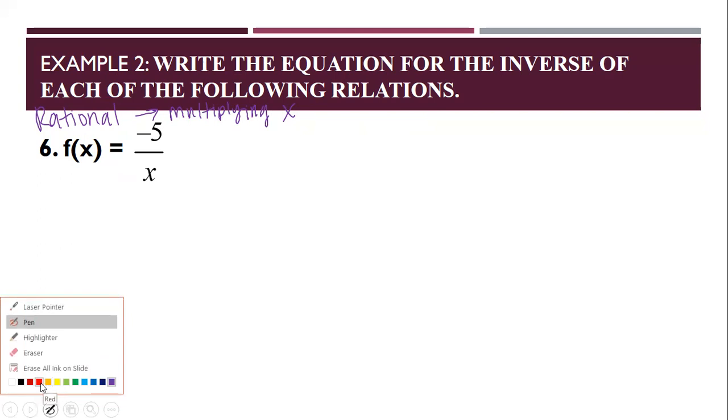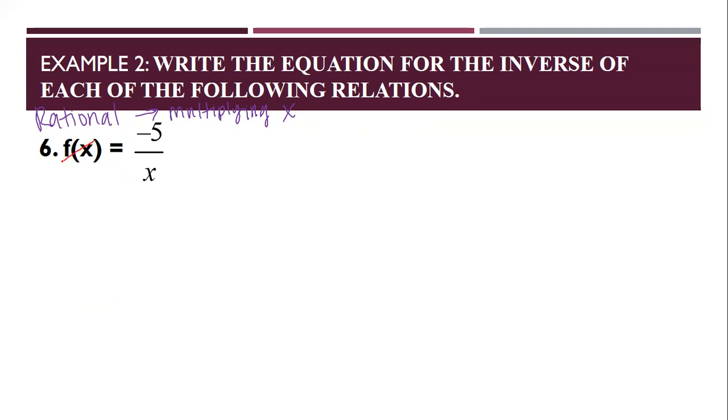All right, same steps we're going to follow. Doesn't matter that it's written in f of x. I'm going to just write it as a y. I'm switching the x and the y. So we're working with x equals negative 5 over y. We need to get y out of the denominator. To cancel out a rational, you have to multiply, right? So I'm going to multiply both sides by y. These are going to cancel, and I'm left with y times x equals negative 5.